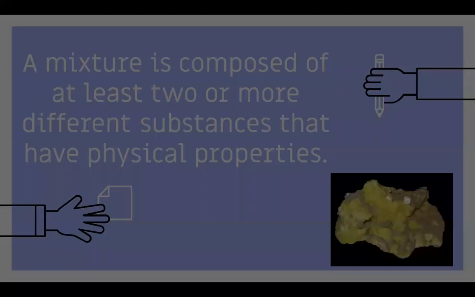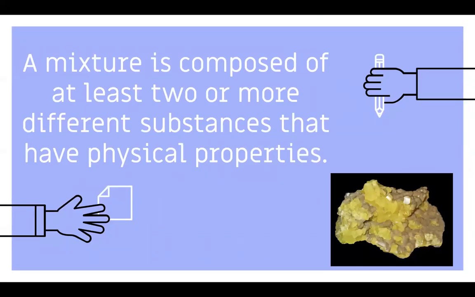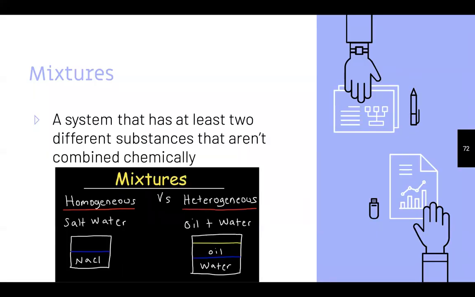Finally, mixtures. A mixture is composed of at least two or more different substances that have physical properties. The two mixtures are homogeneous and heterogeneous, where there are at least two different substances that aren't combined chemically, right? We have that salt water is homogeneous, and oil and water is heterogeneous because they actually don't combine when you mix them together. They will stay separated. You can try that at home.